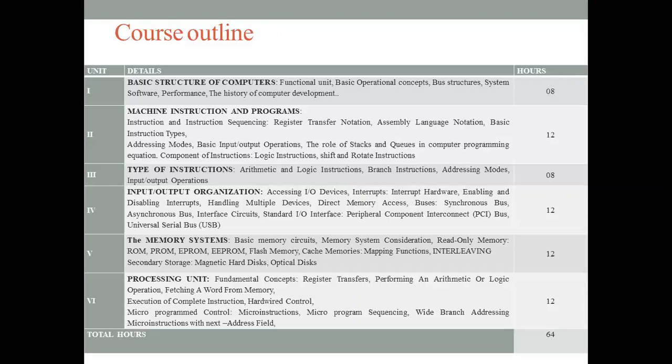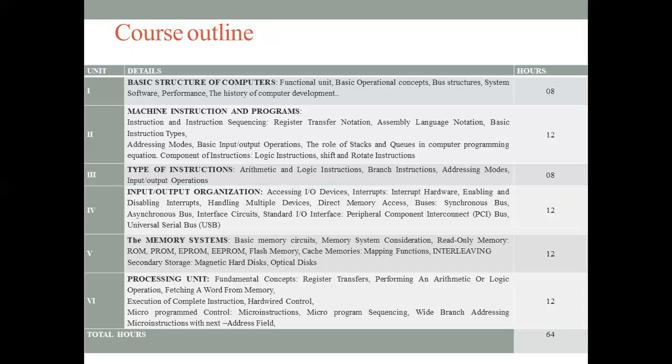And in unit 5, we'll be studying mostly the memory systems. What is meant by primary memory, what is secondary memory, how the data is stored in the primary memory, or how the data can be stored in magnetic disks, that is, in secondary storage or optical disk, and what is meant by cache memory.